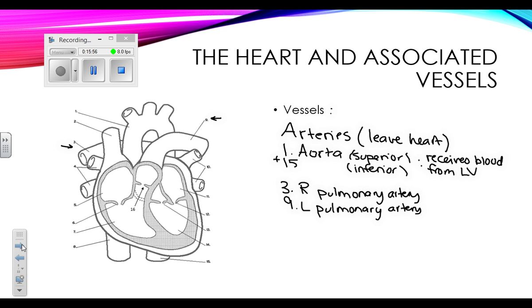You have a right and left because you have 2 lungs, so you need blood to get to both of your lungs to go pick up oxygen. So these 2 both receive blood from the right ventricle.